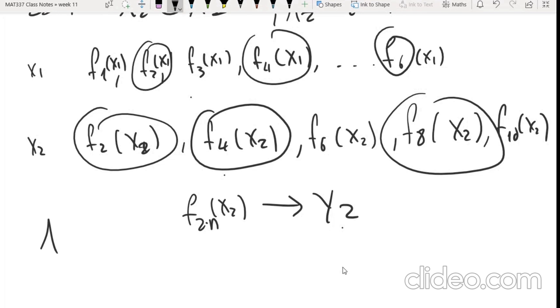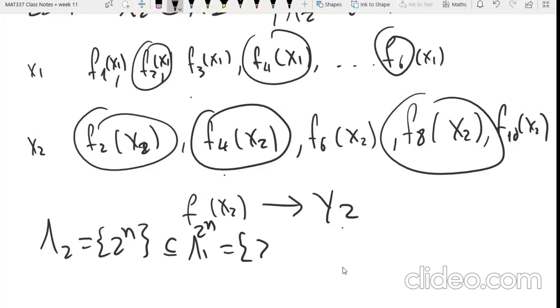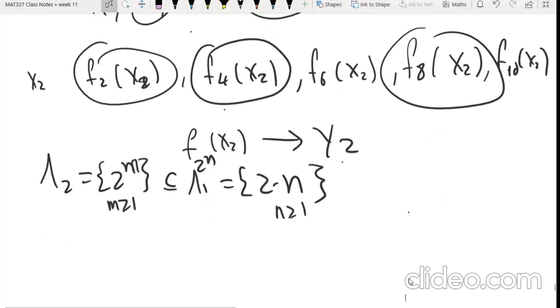So lambda 2 here is 2n, which is inside the evens, lambda 1, equal to 2 times n. Let me change notation. Is that okay? And you can keep playing this game.